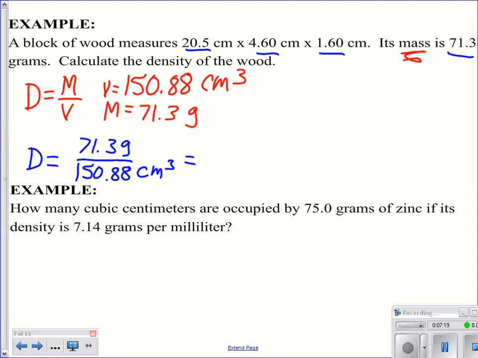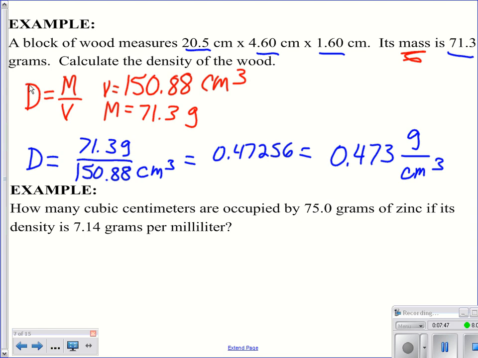Grams per cubic centimeter, exactly. That'll be my final answer. We'll have those units. And in my calculator, it gives me something like that. But then I know I'm going to round that to how many sig figs? 3 sig figs, so it becomes 0.473 grams per cubic centimeter. All right, I'm going to keep going with these because I want to make sure we have time for working with graphing density on our calculator.